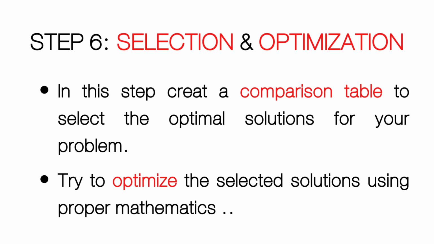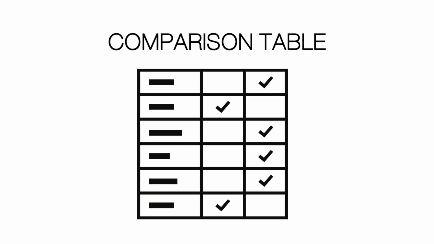Step number six, selection and optimization. In this step, create a comparison table to select the optimal solutions for your problem. Try to optimize the selected solutions using proper mathematics. And when we are talking about comparison table, we are talking about a normal table where you list all your solutions or preferred solutions and then you try to compare between them to choose the best between them.